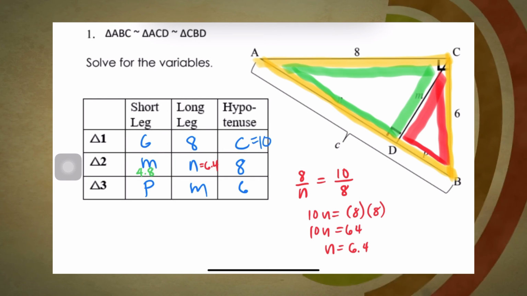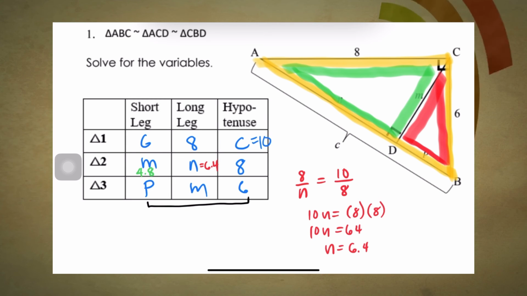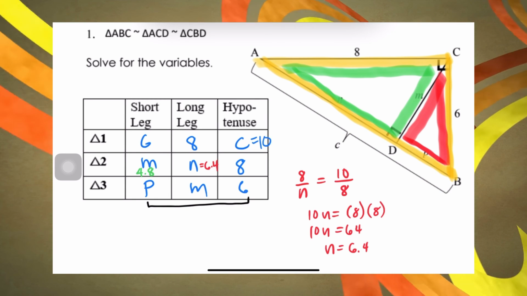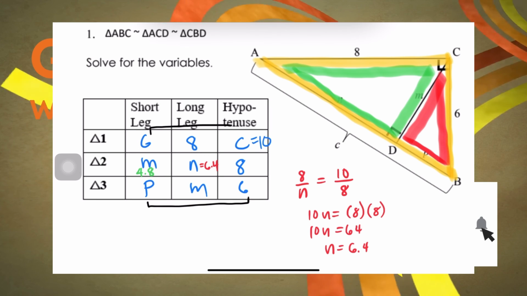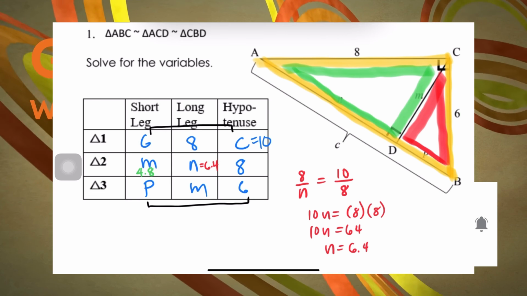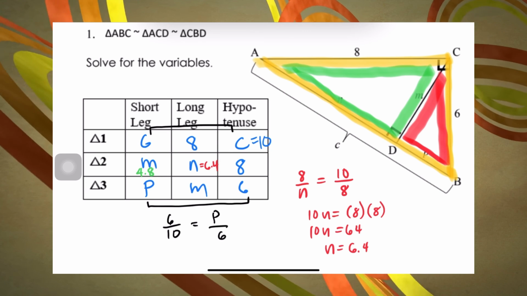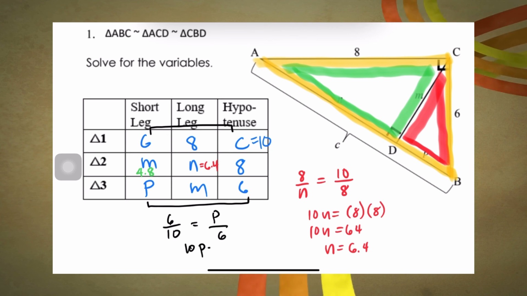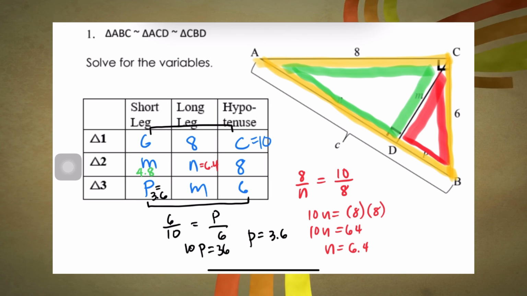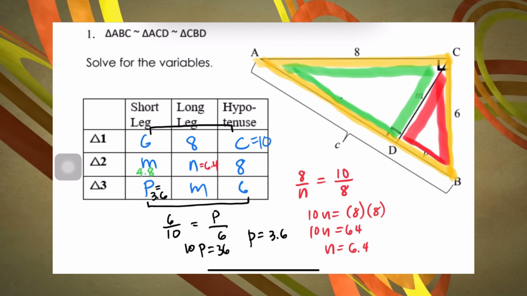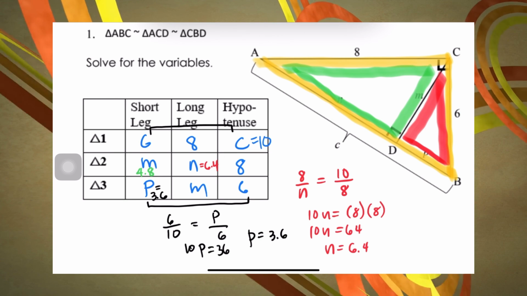And finally, to find the value of P, let's compare P and 6, the short leg and the hypotenuse of triangle 3, and the same parts of triangle 1, short leg to hypotenuse. So we'll end up with 6 over 10 is equal to P over 6. Cross multiply, 10P is equal to 36. Therefore, P is equal to 3.6. So there you have it, how to use similar right triangles in finding the missing side lengths. Thank you.